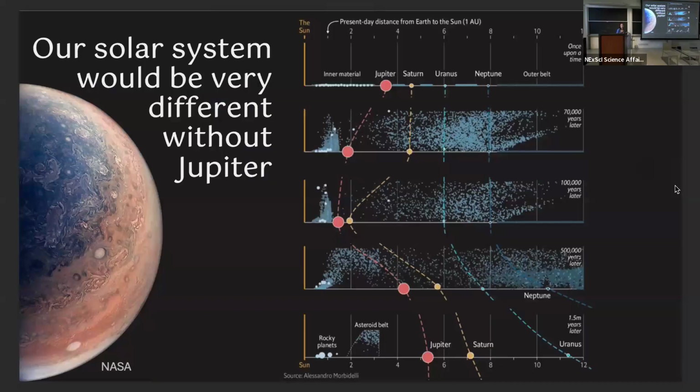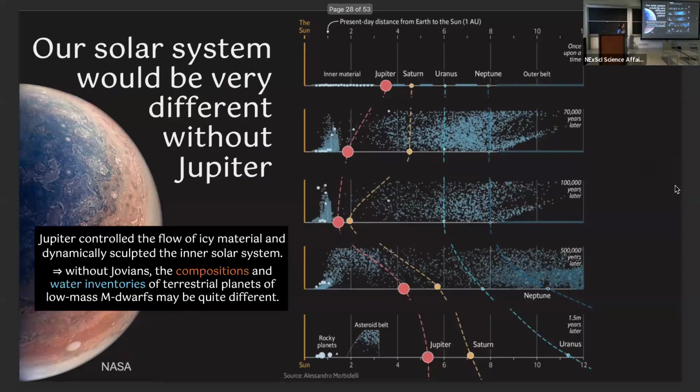And so we can think about what that means for these planetary systems orbiting M dwarfs. What does it mean to only have small planets and not having cold Jovians? So this is a plot from Alessandro Morbidelli showing the evolution of our early solar system, a model of that, accounting for the migration of Jupiter and Saturn. And essentially, because Jupiter is so massive, it had a huge dynamical influence on the early solar system, controlling the flow of icy material and dynamically sculpting that inner solar system, exciting the asteroid belt. So you can imagine how without Jovians, you might have a very different composition and water inventory for the inner solar system and those inner small planets.